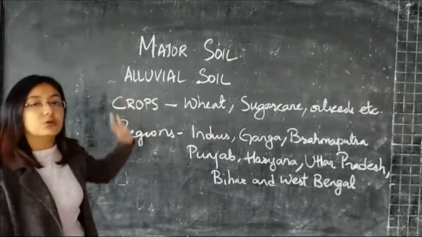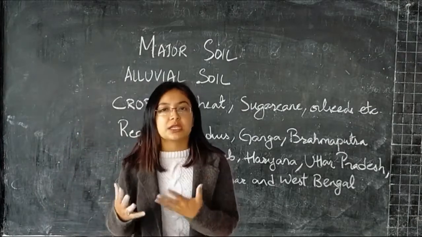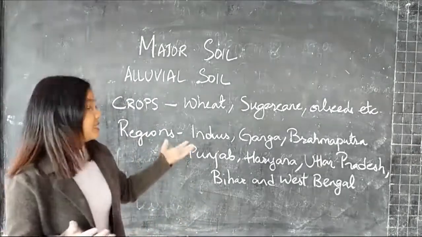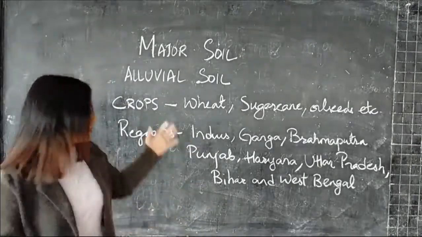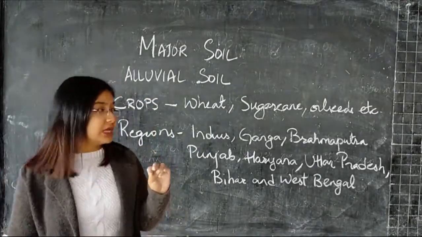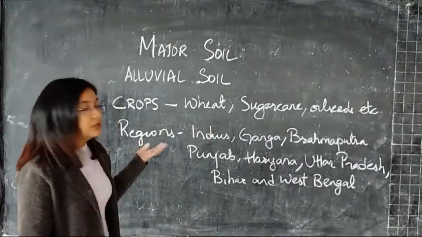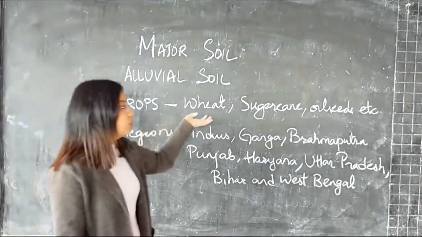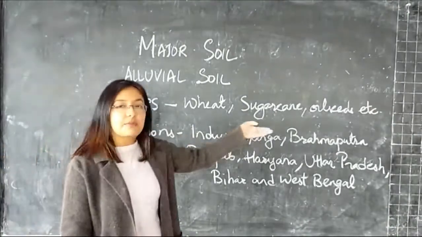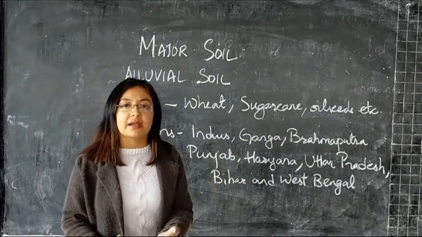So when we talk about the alluvial soil, let us revise once. Alluvial soil is the most fertile soil. We know that alluvial soil is rich in humus, potash, lime. It is poorer in nitrogen and phosphorus. It is found at a depth of about 500 meters. It is a very fertile soil. Basically they are of two types, bhangar and khadar, older alluvium and newer alluvium. The major crops include wheat, sugarcane, oilseeds, etc. The regions are Indus, Ganga, Brahmaputra region and areas of Punjab, Haryana, Uttar Pradesh, Bihar and West Bengal.